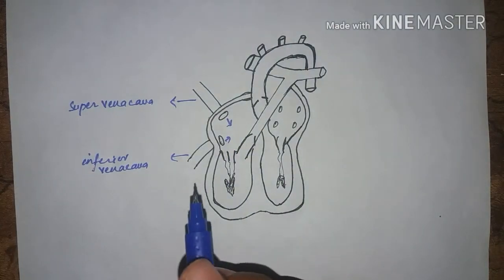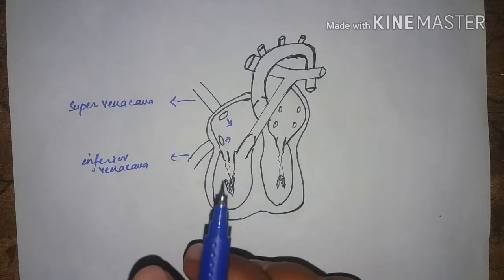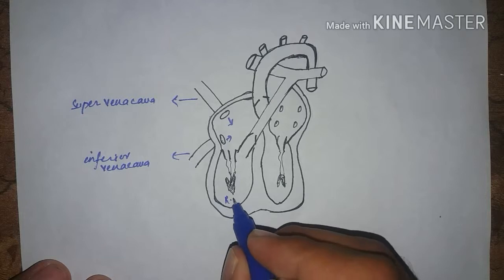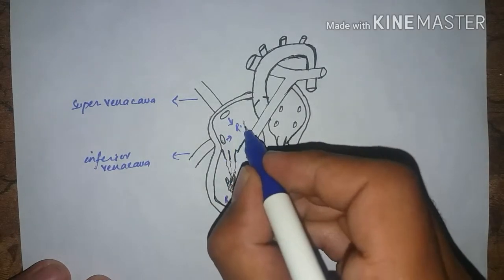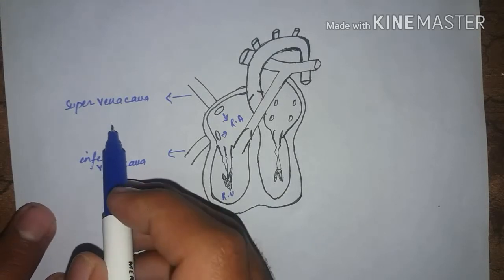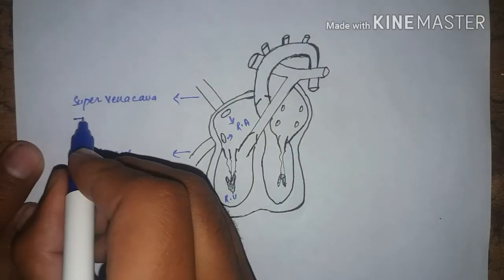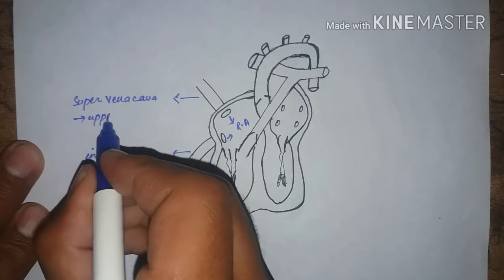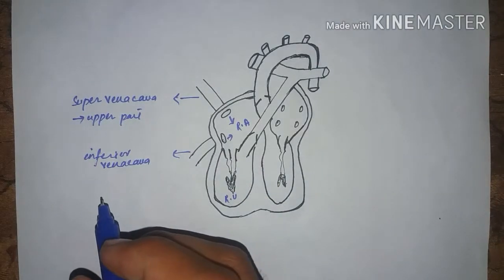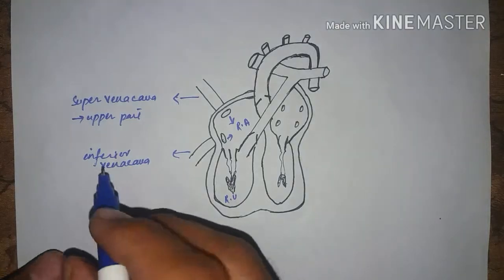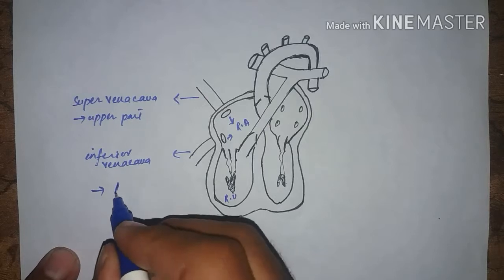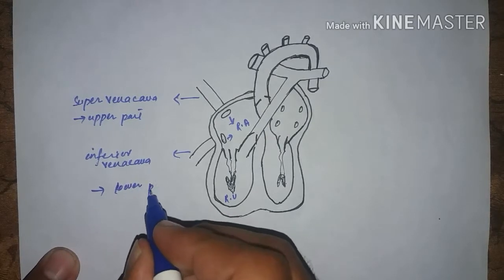In the right atrium, the deoxygenated blood goes to the right ventricle. This is right ventricle, this is right atrium. Superior vena cava drains the deoxygenated blood from the upper part of the body. That is from the head, from the thorax, from the upper limb, and this is inferior vena cava, drains blood from the lower part of the body.